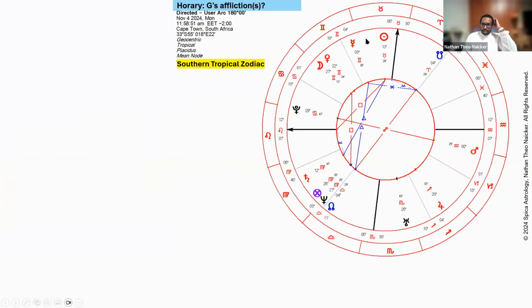So, Nathan, have you got a chart or just an example you want to talk about? Yes, this was a horary chart where the person came and asked me about G's afflictions, and this is the flipped chart in Southern Tropical Zodiac. First, Nathan, who is G? Is G their friend or their partner? G is the client's mother. But I try to stay away from derived houses as much as I can.